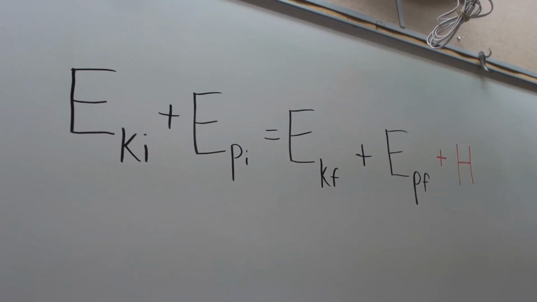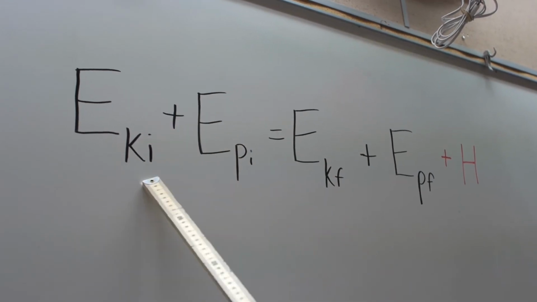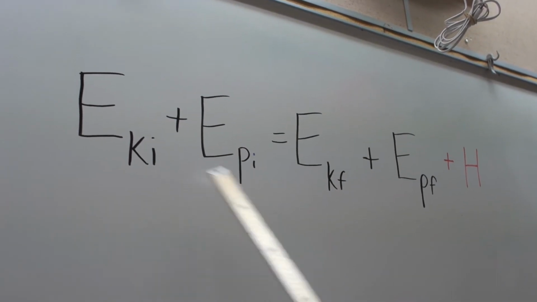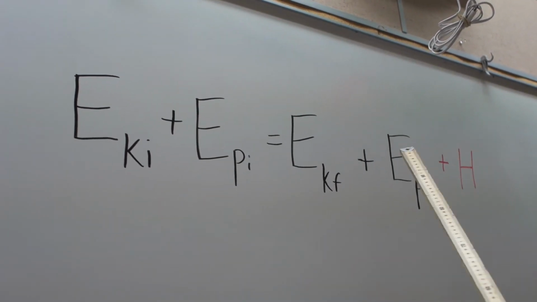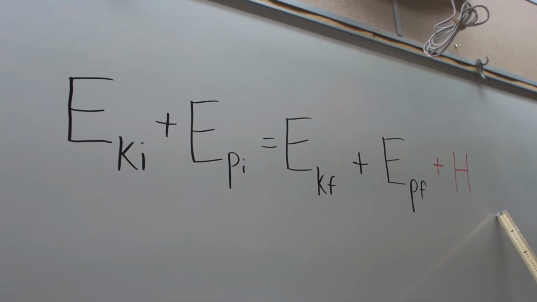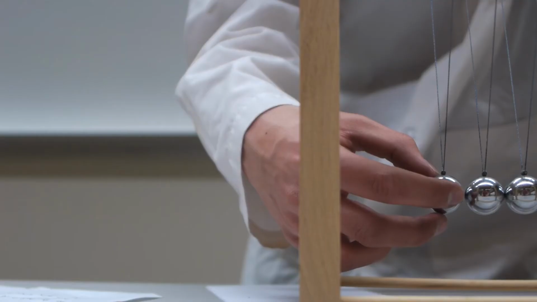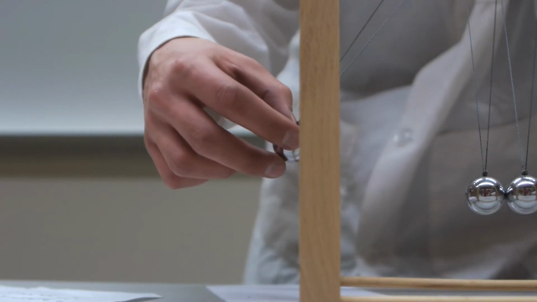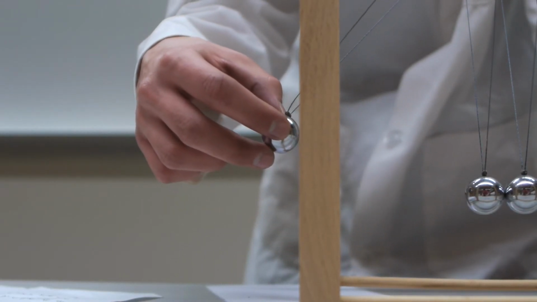Now let's take a look at our formula. We have initial kinetic and potential energy. This is transformed into final kinetic and potential energy, which is accompanied by some heat, which I'll get into in a little bit. As the ball is raised into the air, it has potential energy but no kinetic energy.